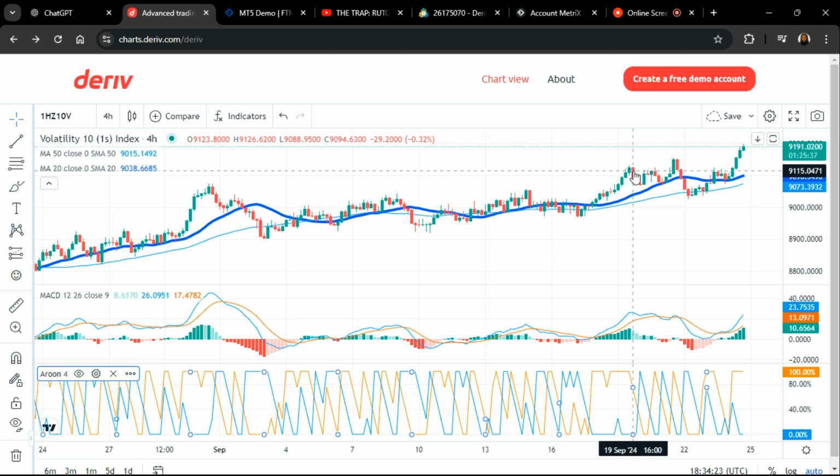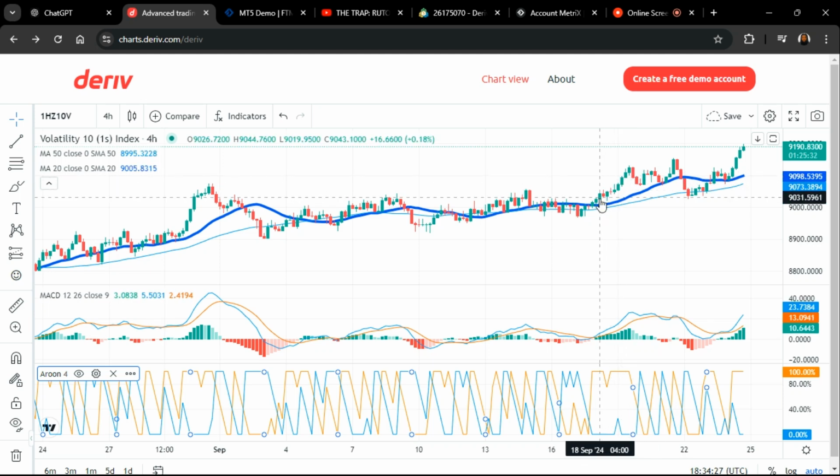And as you can see, you can count the number of pips. If maybe this was our entry, it suggests this was our entry here. So that is 9041. Then you exit at 9113. So you have approximately 60 something pips.